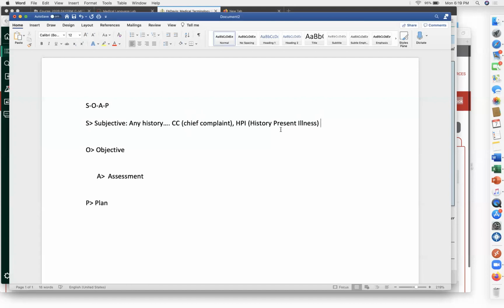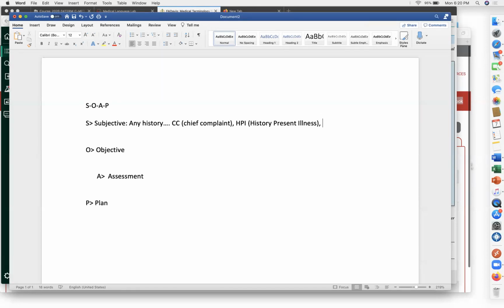And the history of present illness is not all of their histories, but just the history related to the chief complaint. For example, I'm pre-diabetic, I have hypertension, I have some joint disease. But if my chief complaint was stomach ache and it started 2 days ago, I should only be talking to the doctor about the chief complaint and the history related to it, and that's your HPI.